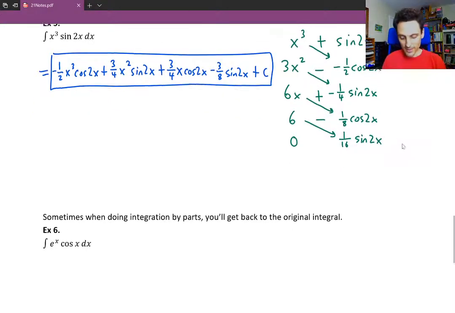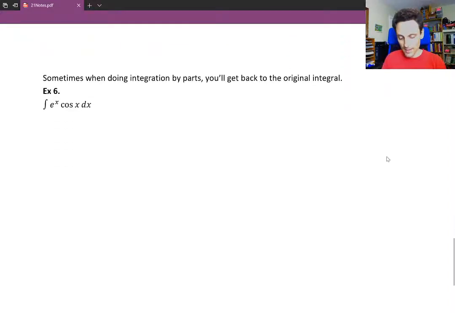Let's look at example 6, which is a good example that comes up many times. So we have the integral of e to the x cosine x dx. Let's start by doing integration by parts. And if you think about doing integration by parts, well, by LIATE, trig function would come before exponential function, so we could let u equal cosine x.